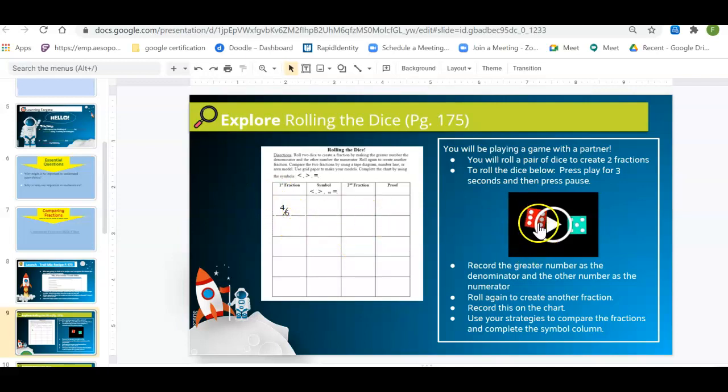So now, if you're at home, maybe with a family member, you can go ahead and click play again. So basically, you're going to be rolling the dice again for your other person. But if you're by yourself, then you can still do it. You'll just be comparing the fractions alone.